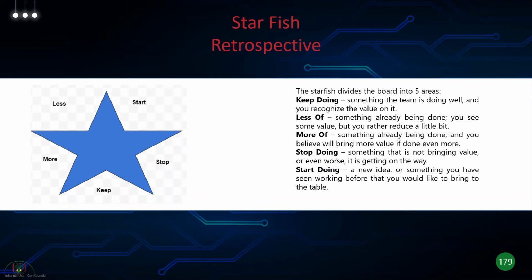So there are many methods of doing a retrospective, right? The idea is the same. Try to work on what's better, improve things. So let's talk about the starfish retrospective first, right? The starfish retrospective will divide whatever board you're working on. Let's say you have a whiteboard. You can have 5 different areas. It's like a starfish, right? So you can have keep doing.